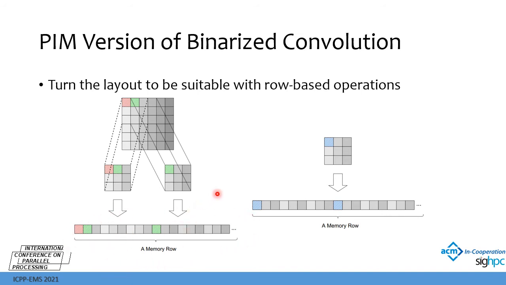And the weight should do the same, but the weight data that operate with the sliding windows are the same data. So we need to duplicate the weight on the memory rows.